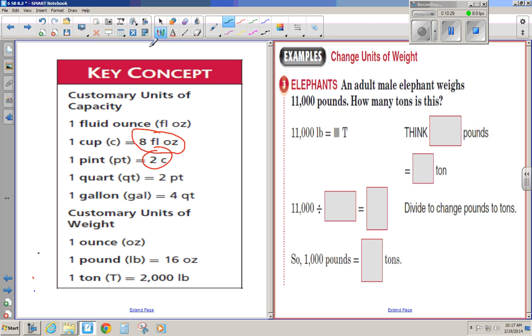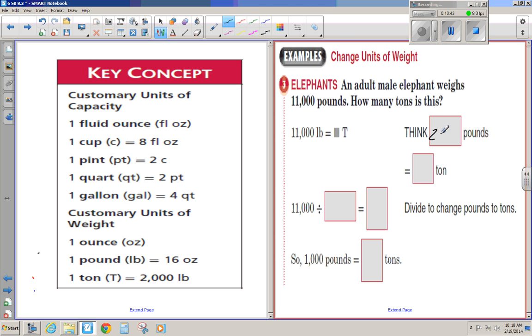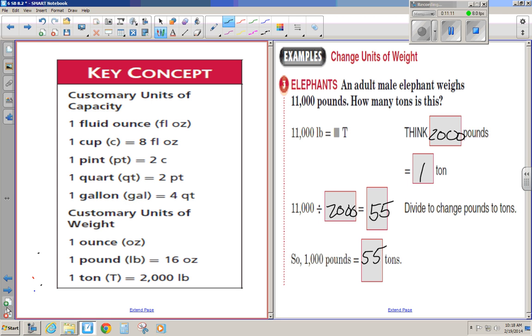Okay, rewatch those videos, but now we're going to take a second and look at weights. And we can do it the exact same way. We're going to start by thinking that 2,000 pounds is 1 ton. So we divide by 2,000. I think we get, what, 55 tons. Now that looks simple, but it's hard to remember whether to divide or multiply. So we will do it my other way again.